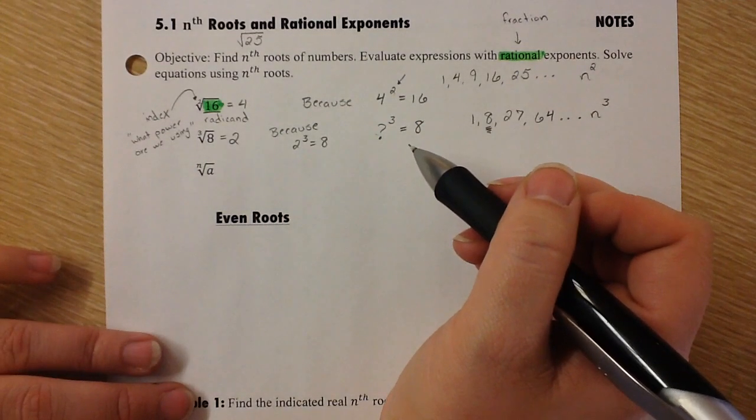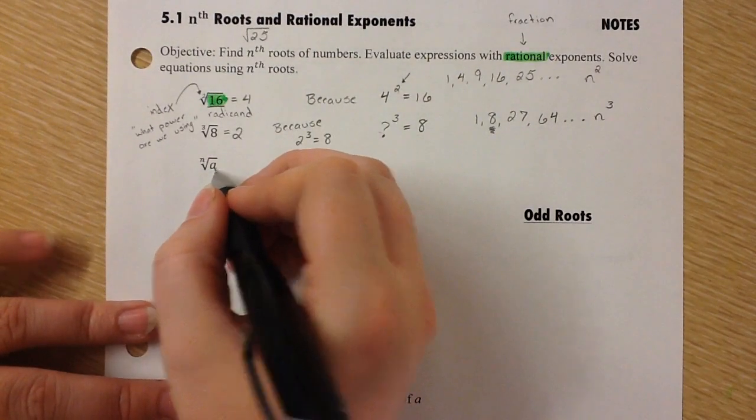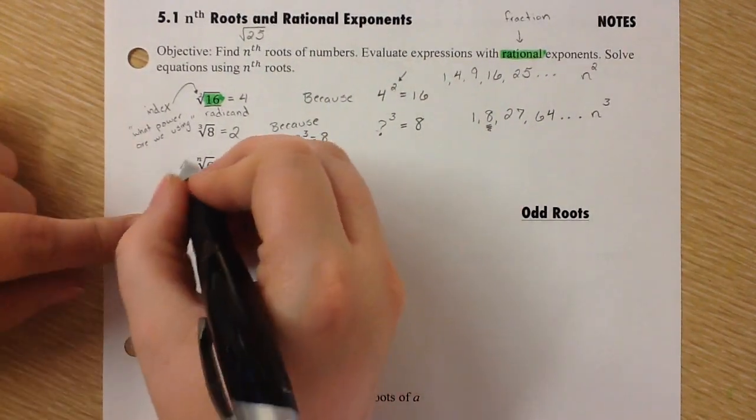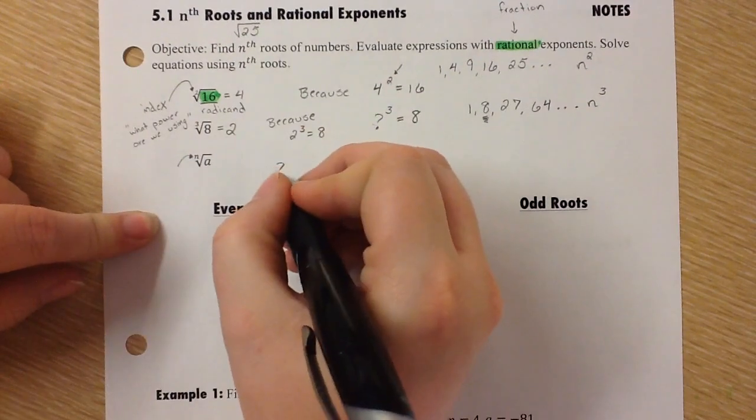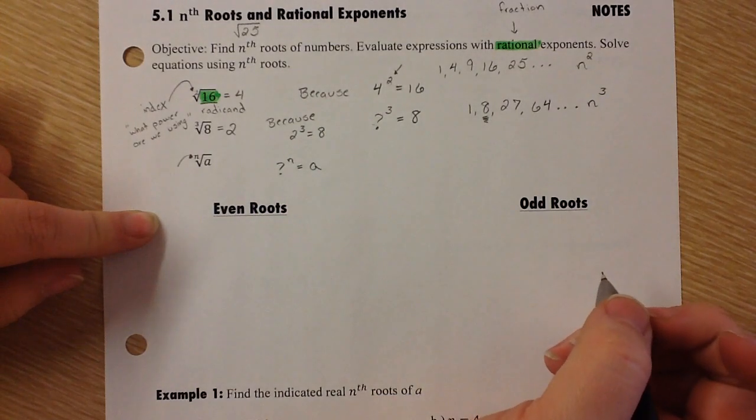So depending on our index here, we're looking for some number. If I have an index of n, we're looking for some number to the n power, and we want to get a.